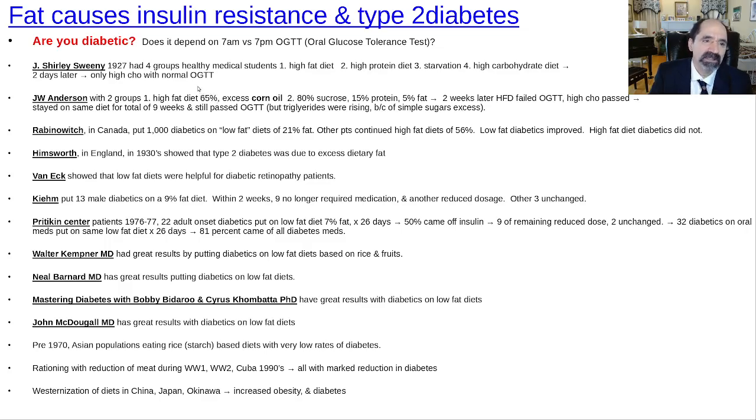But we've known since at least 1927. You can take a bunch of healthy people like medical students, feed them a high-fat diet, and they'll test positive for diabetes based on the oral glucose tolerance test. Feed them a low-fat, high-carbohydrate diet, and they will not.